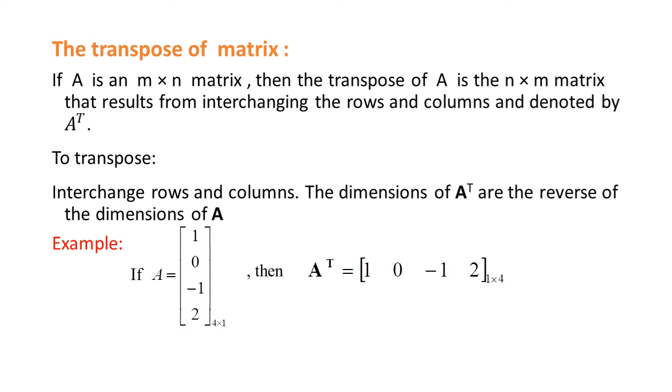When we see the order of A transpose, it is 1 row and 4 columns. So when the order of A is 4 cross 1, the order of A transpose is 1 cross 4. This is how the order changes. Here the column matrix changed into a row matrix.